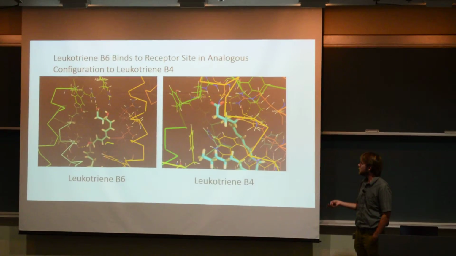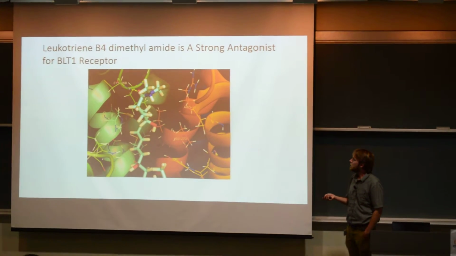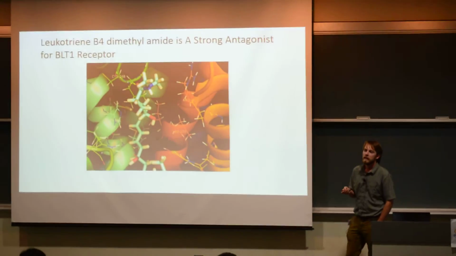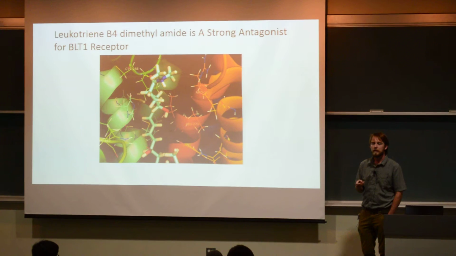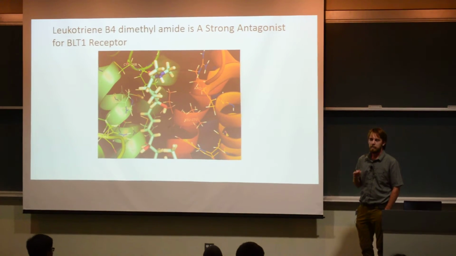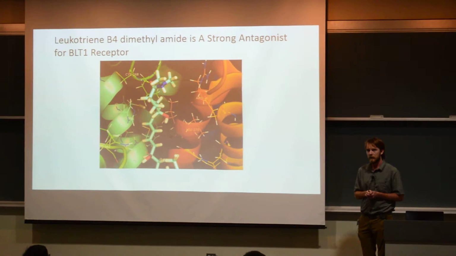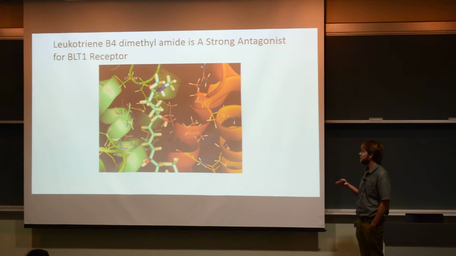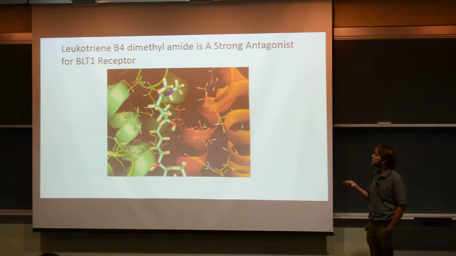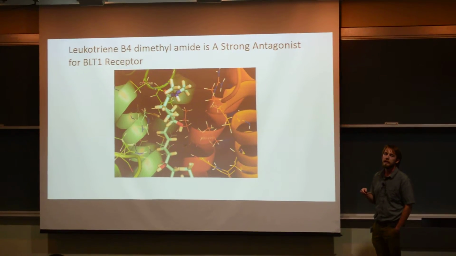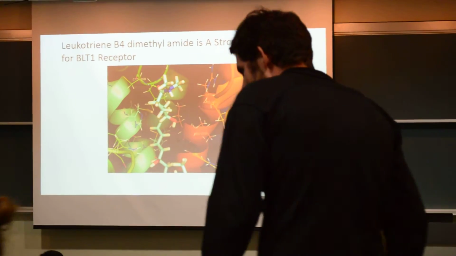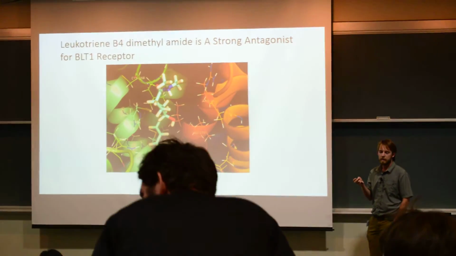So, in order to compare this, I looked at an antagonist, leukotriene B4 dimethylamide. This molecule is not biologically synthesized. It essentially blocks the receptor site of BLT1, and this prevents LTB4 and LTB6 from binding to the receptor site of BLT1. It does this largely because the dimethylamide functionality blocks off any way in which the carboxylic acids of LTB4 and LTB6 are binding to arginine 156.